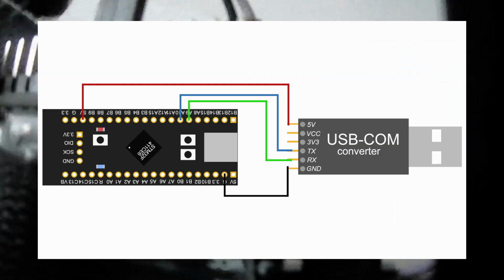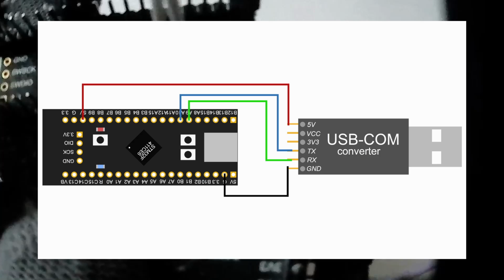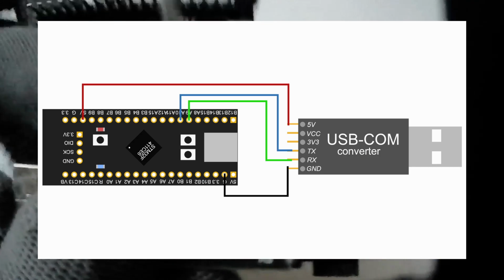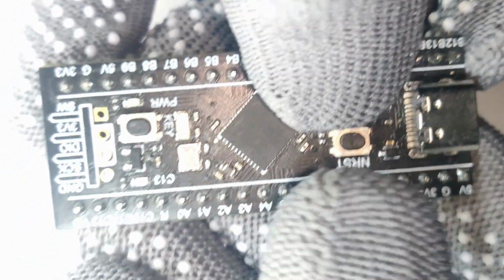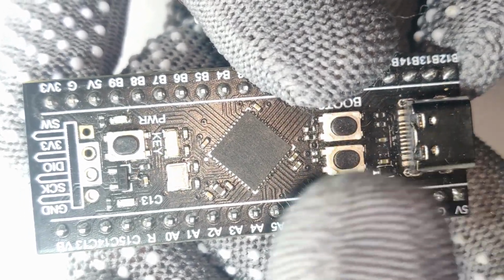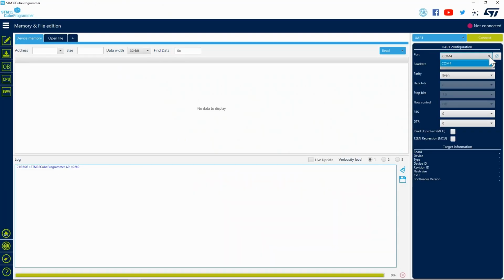Open it. Wire the STM32 module and USB COM converter according to the wire diagram, like previously. Enter the microcontroller's load mode. To do that, press both the reset and boot zero buttons, then release the reset button, then release the boot zero button. In the program, choose the UART COM port and press connect.